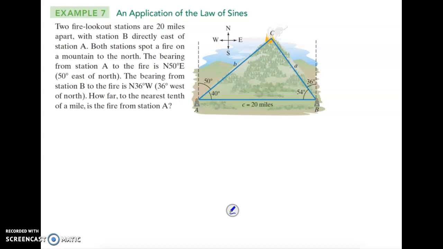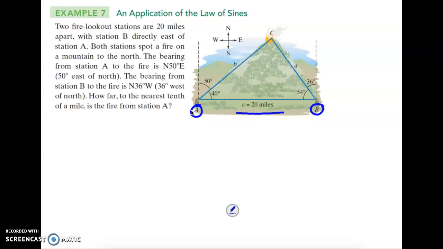Here's application problem number 7 in your textbook. We have two fire lookout stations that are 20 miles apart. So here's station A, and here's station B, and they are 20 miles apart from each other. Both stations spot a fire on a mountain to the north.